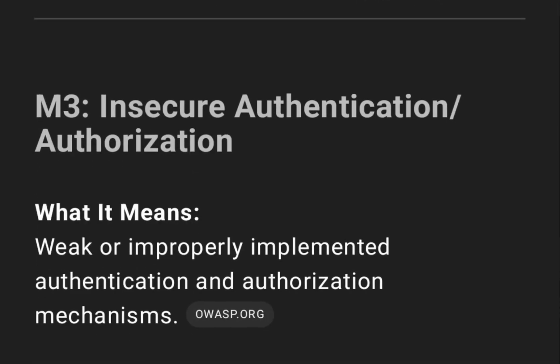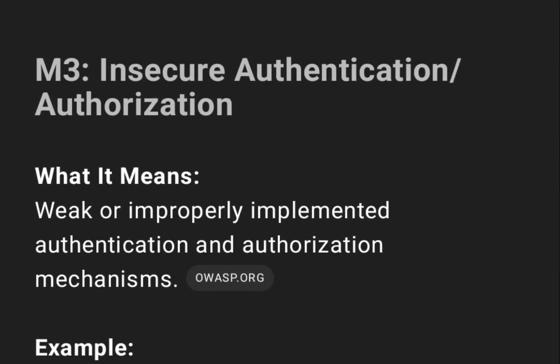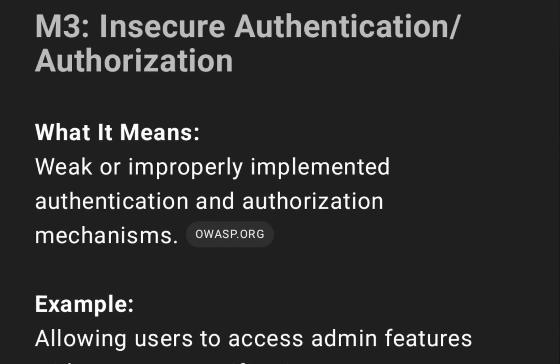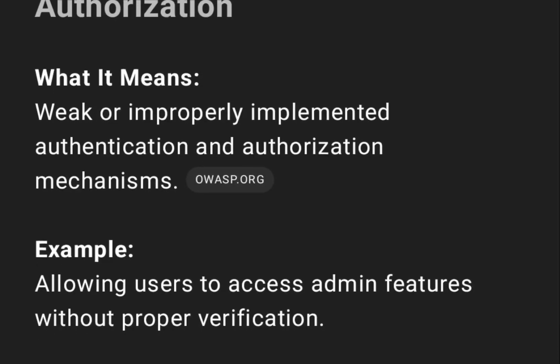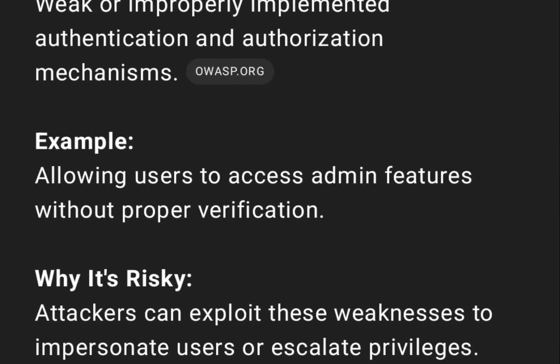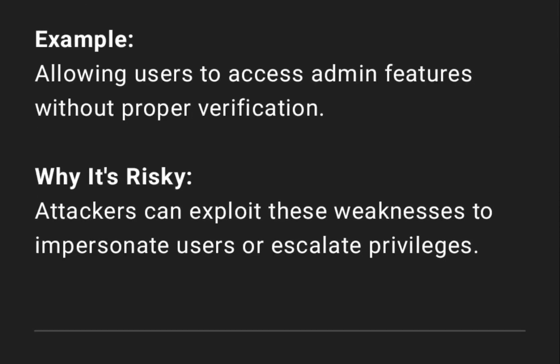And coming to the third risk, it is insecure authentication and authorization. What exactly it means is having weak or improperly implemented authentication or authorization mechanisms. An example is allowing users to access admin features without proper verification. Why it is risky is, attackers can exploit those weaknesses to impersonate users, or they can escalate their privileges.